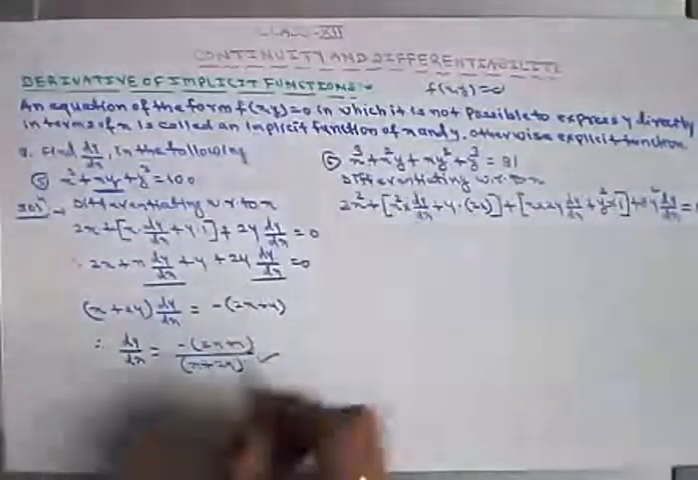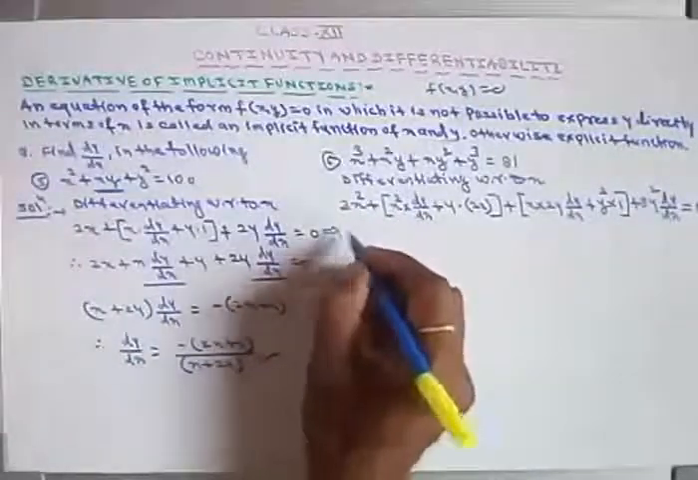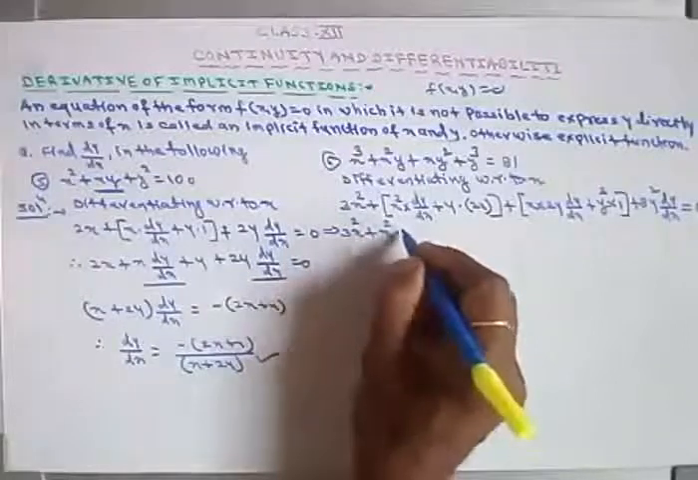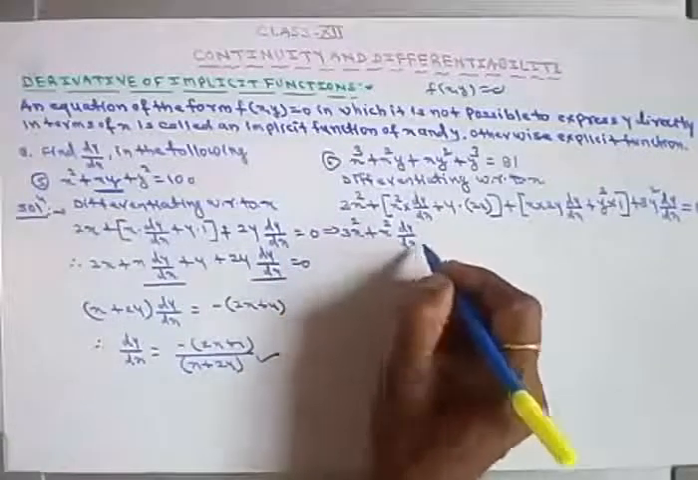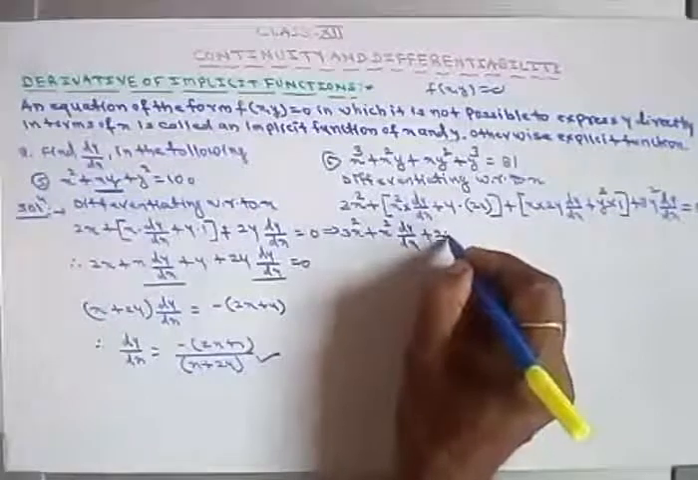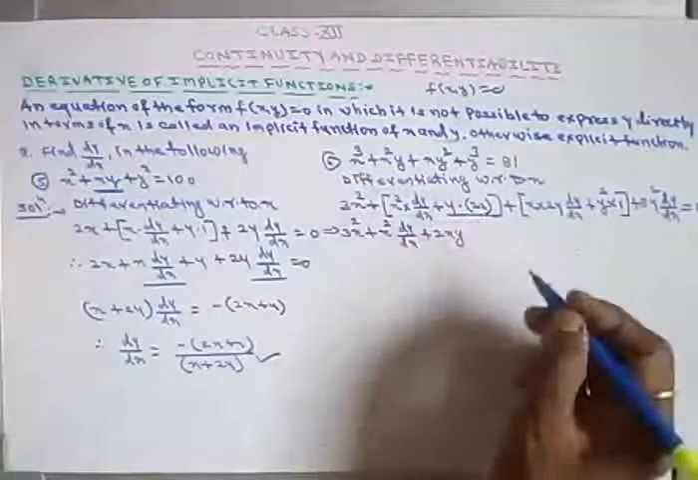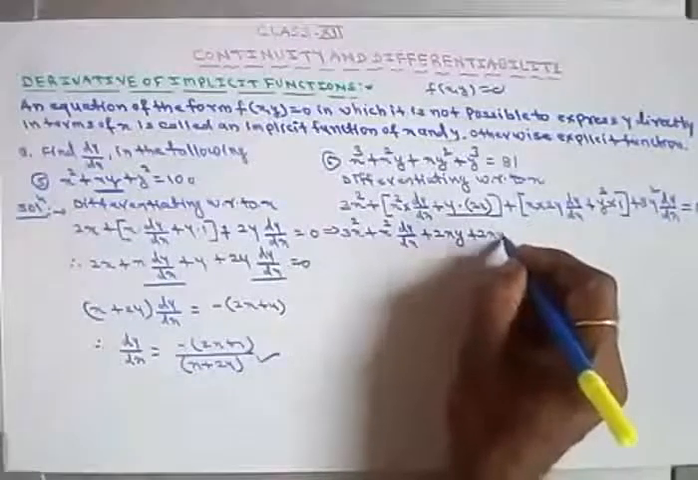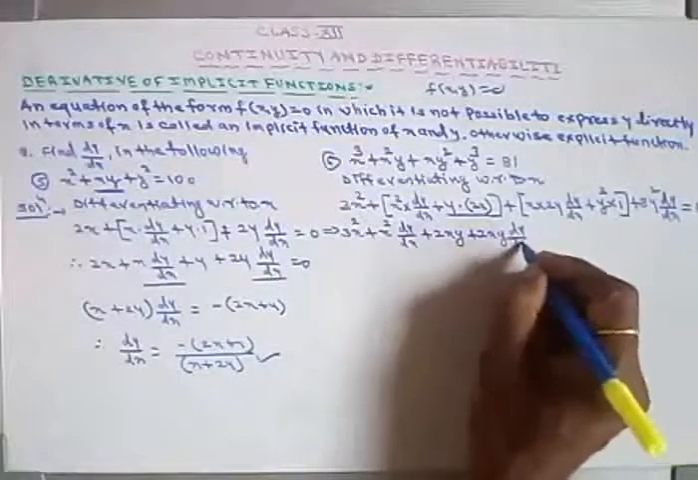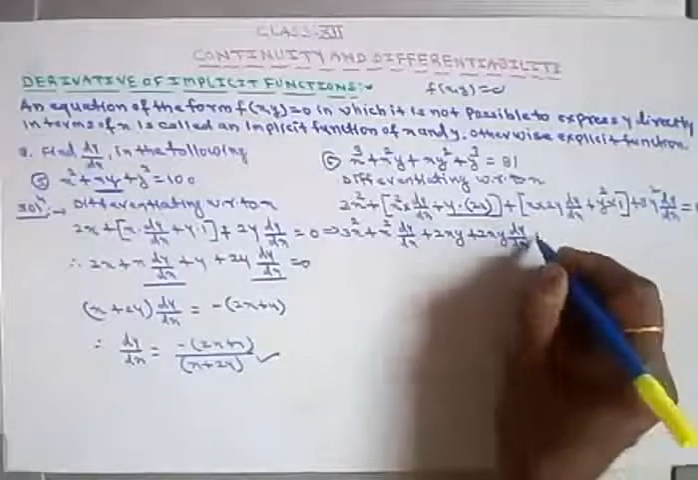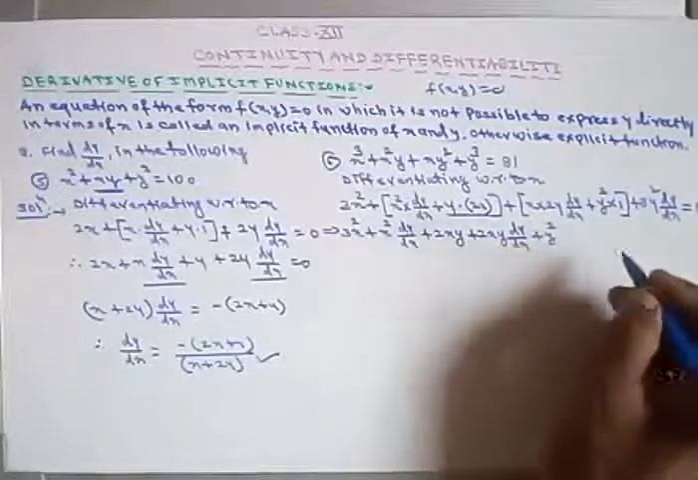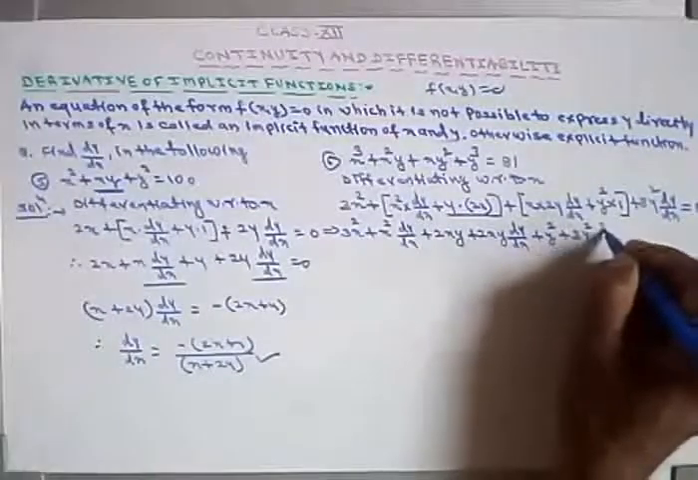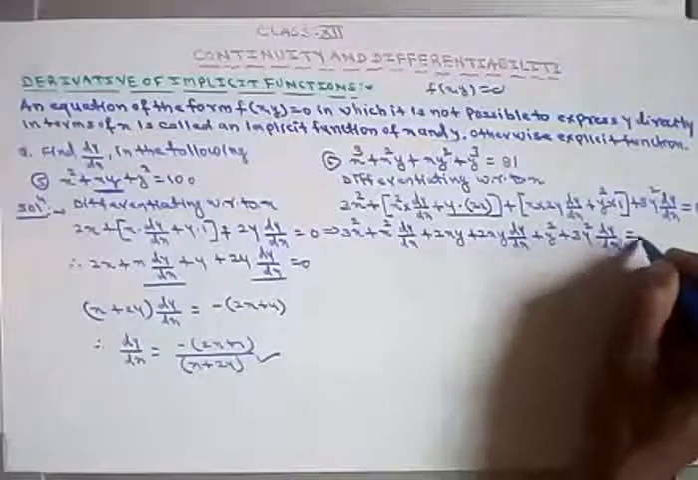Derivative of 81 is 0. Okay, so this implies 3x square plus x square dy by dx plus twice xy, this is twice xy, then plus twice xy dy by dx, this plus y square, okay, plus 3y square into dy by dx, this is equals to 0.